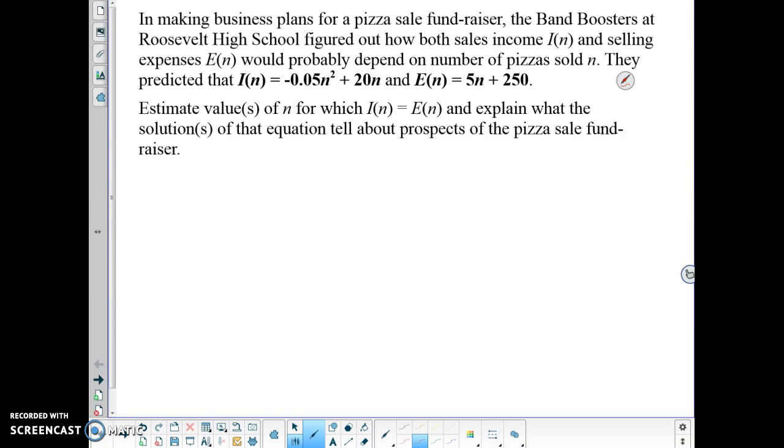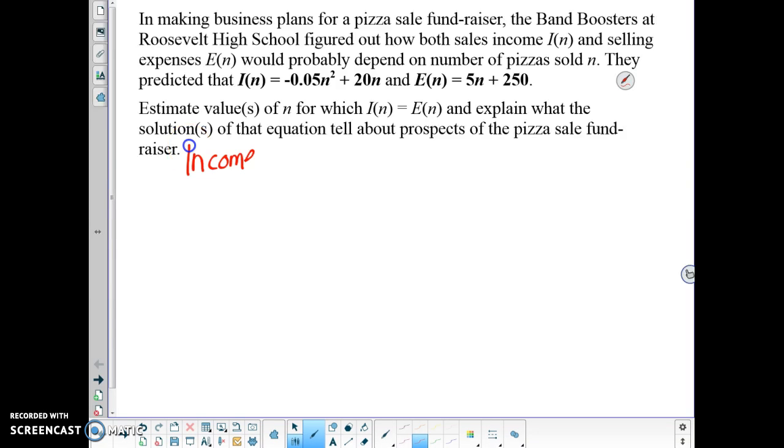So this problem: in making business plans for a pizza sale fundraiser, the band boosters at Roosevelt High School figured out how both sales income, I of N, and selling expenses, similar costs, E of N, would probably depend on the number of pizzas sold, N. They predicted that I of N is negative 0.05 N squared plus 20N, and E of N equals 5N plus 250. Now the task that they're asking us here: estimate the values of N, so how many pizzas, for which I of N equals E of N. So your income and your expenses are the same.